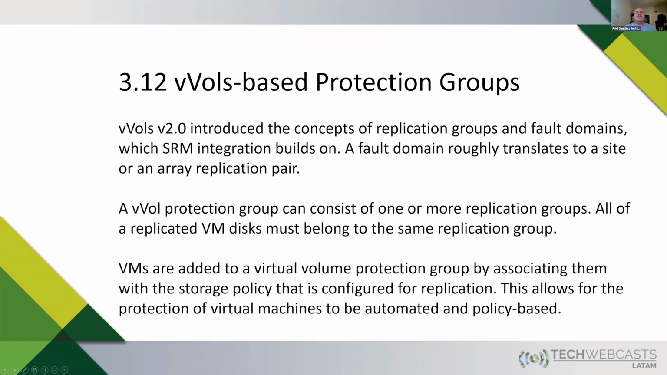vVols protection groups, there are some caveats there. You have to ensure that you're on vVols version 2.0. That's where the concept of replication groups is there. So ensure that your array supports that. Again, everything with SRM, you should be checking the compatibility matrices. And you basically add them to that protection group by associating them with a storage policy that is configured for their replication. So you don't actually need to move them to a data store or things like that. You basically just give them a storage policy.